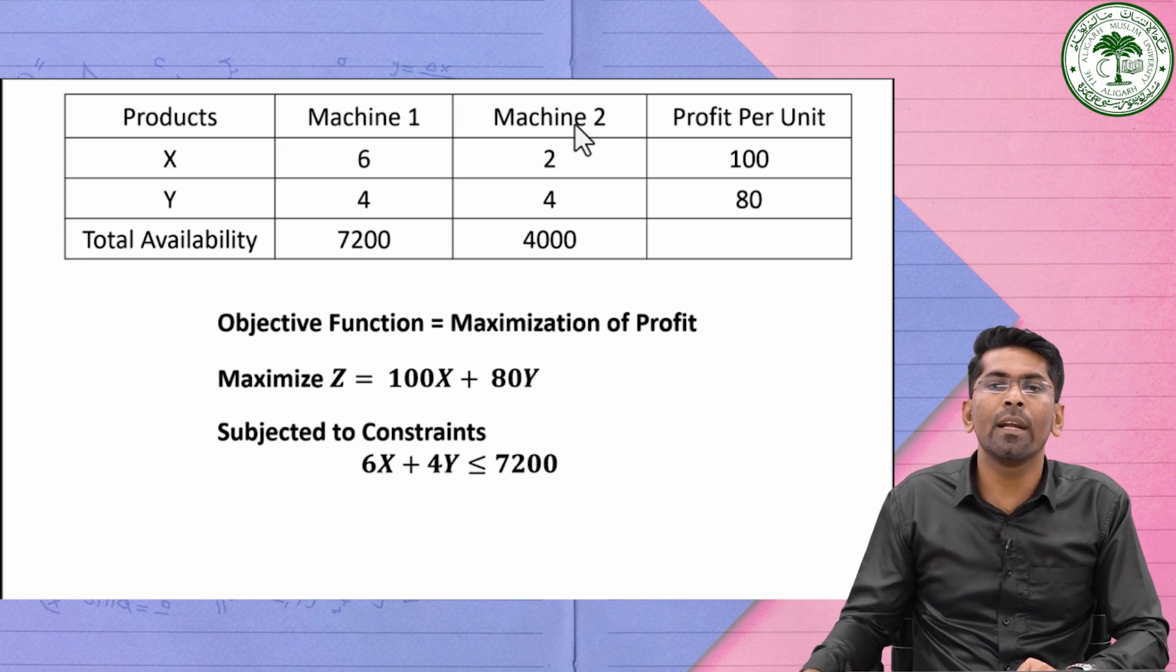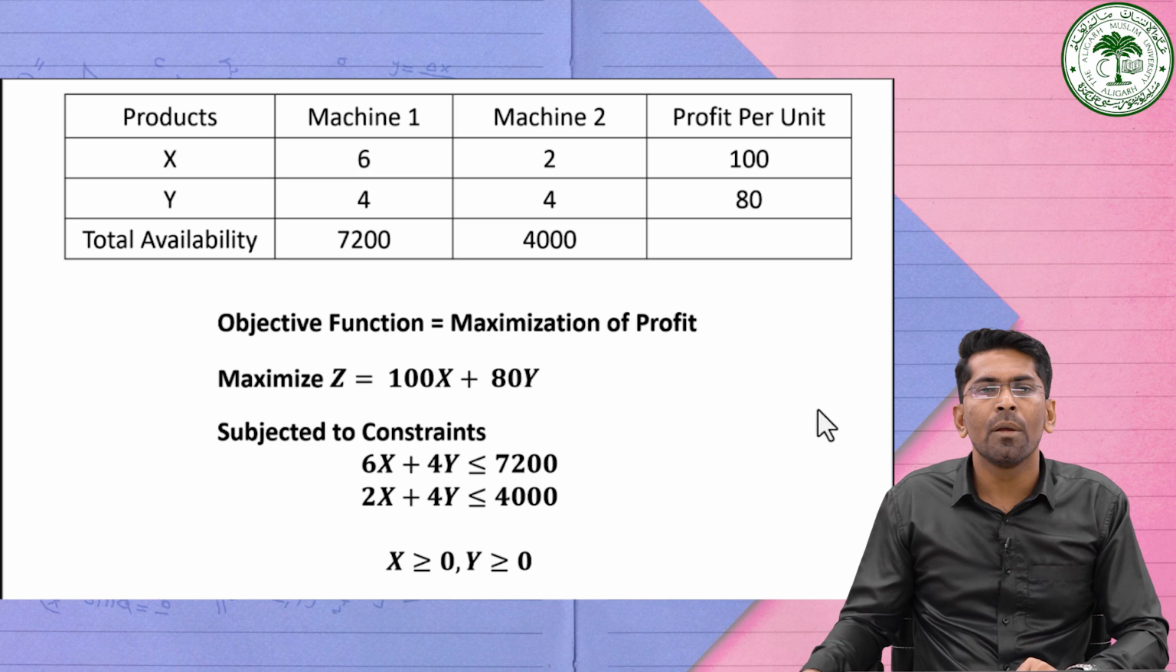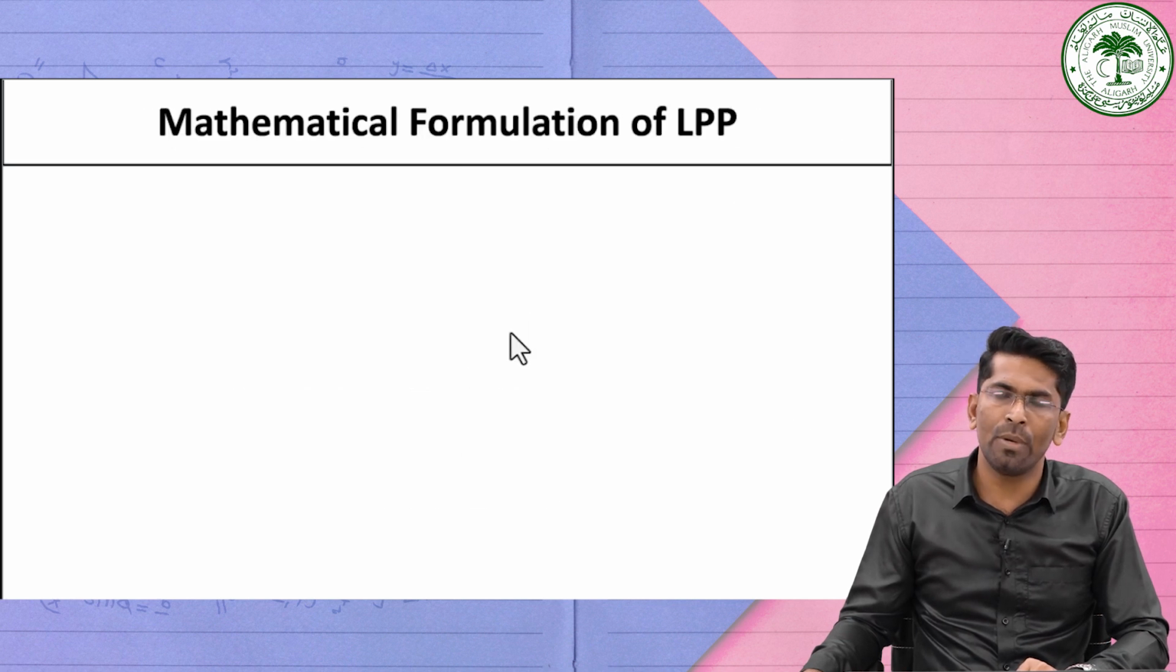Similarly, our second constraint related to machine 2 is 2x plus 4y less than or equal to 4,000. So we have two constraints here. After finalizing our constraints, the next thing is the non-negativity of the variables, that is the two decision variables x and y, which are assumed to be greater than or equal to 0. X is greater than or equal to 0 and y is also greater than or equal to 0.